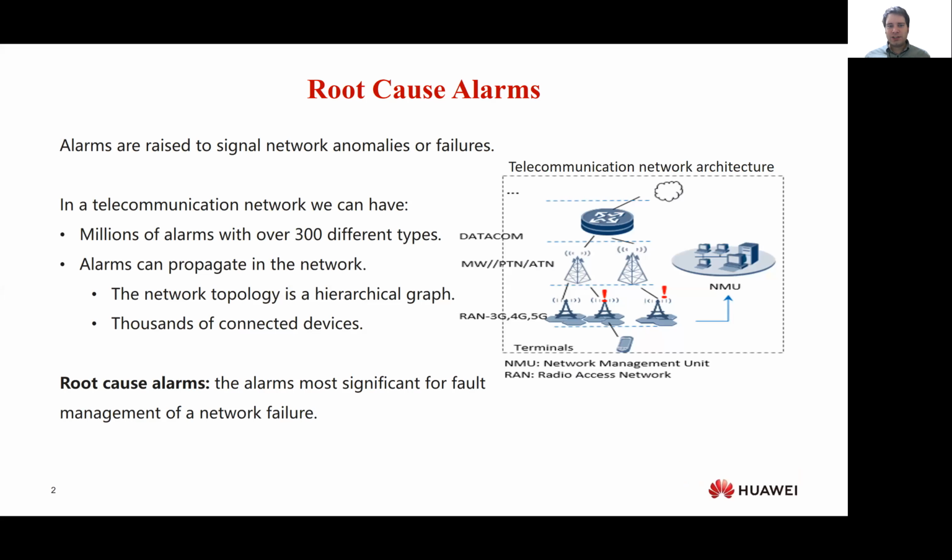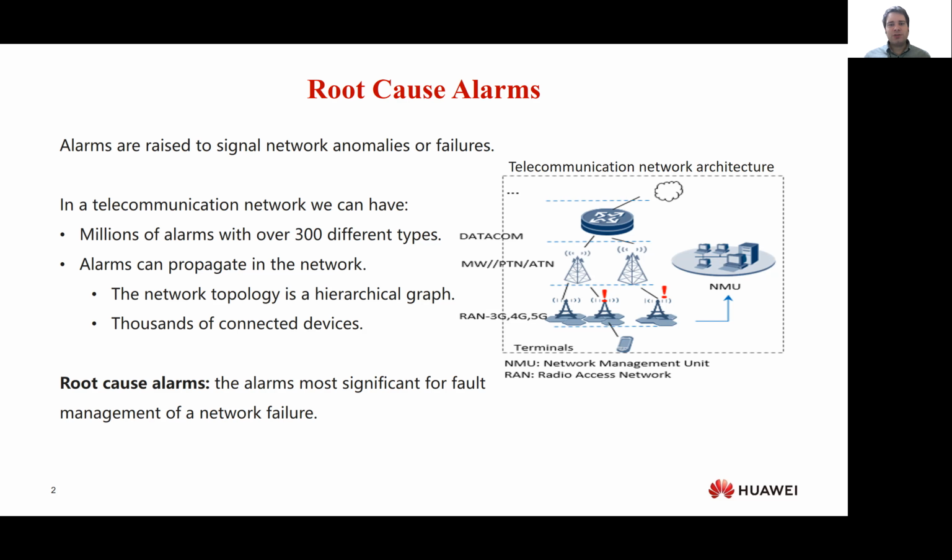So let's start with a short introduction to the problem that we want to solve. We consider telecommunication networks, which can have thousands of interconnected devices that work together to service the users. The network topology can be seen as a hierarchical graph. In these types of networks, alarms are used to signal if there's been an anomaly or network failure. And when a failure actually occurs in the network, an operator will analyze all the relevant alarm and network information.